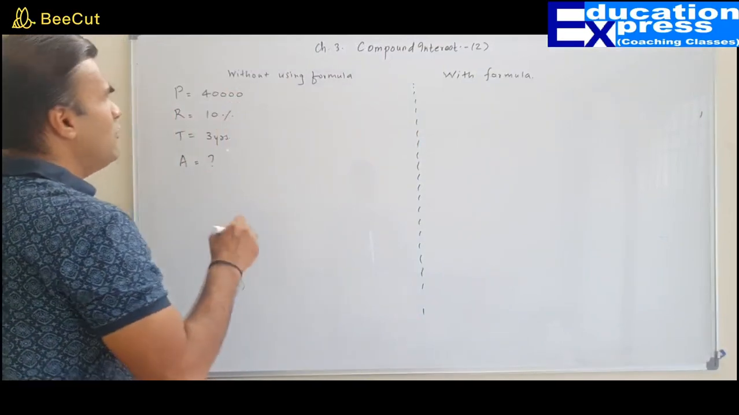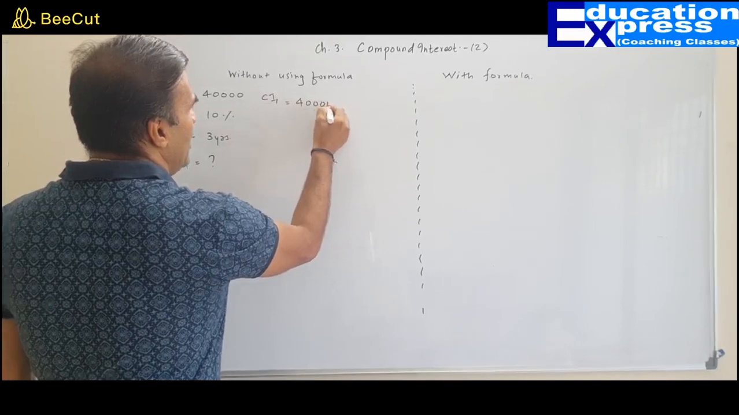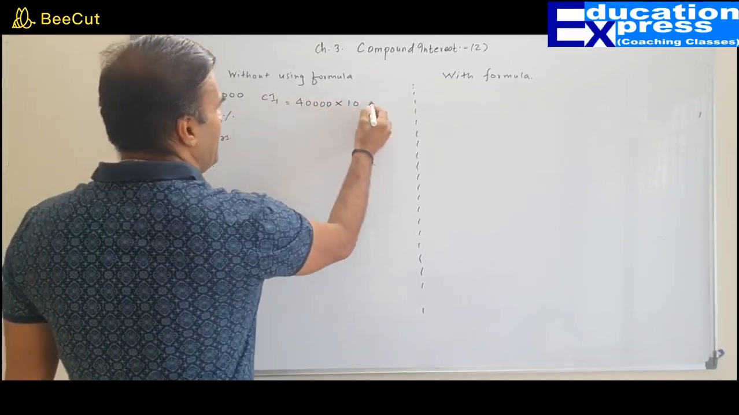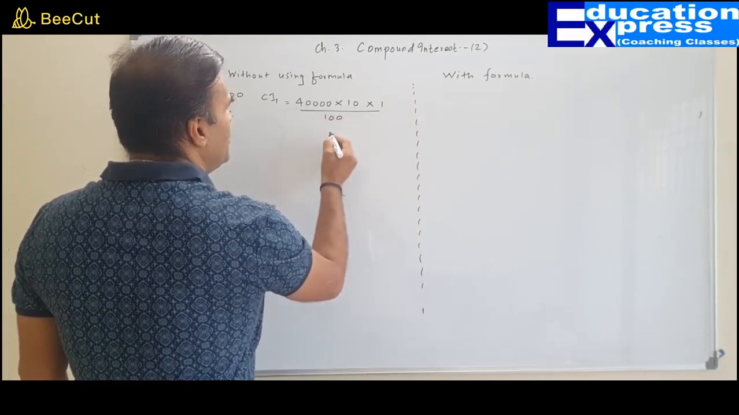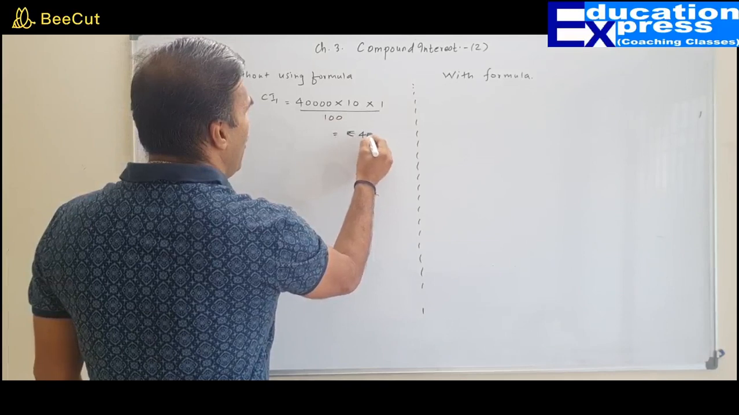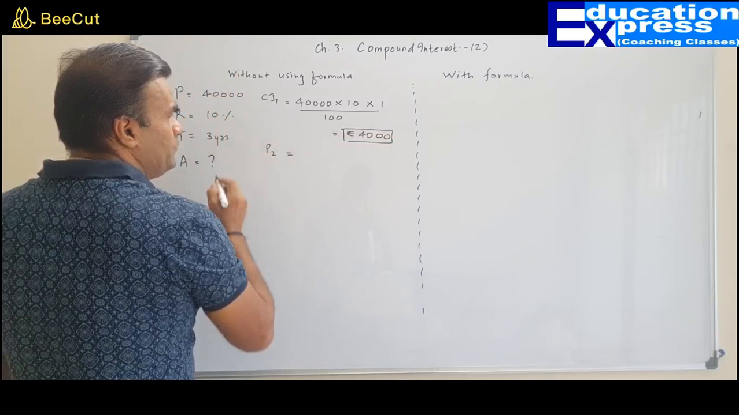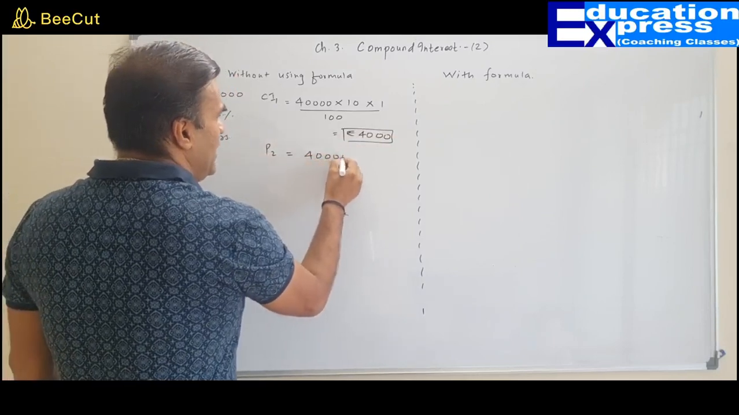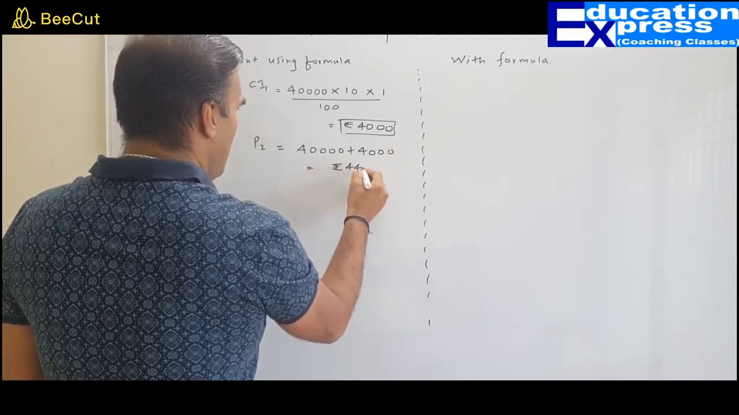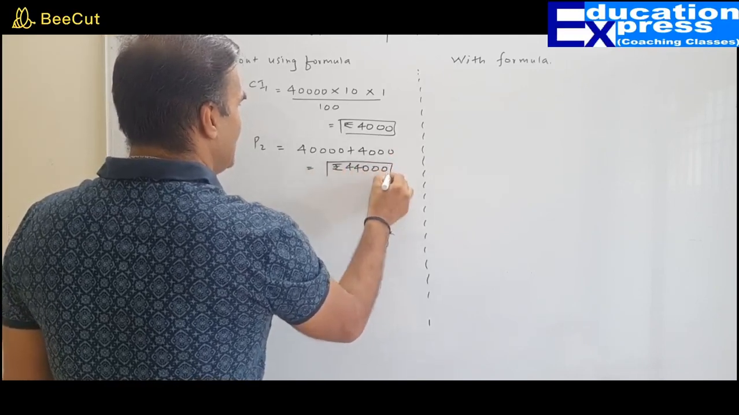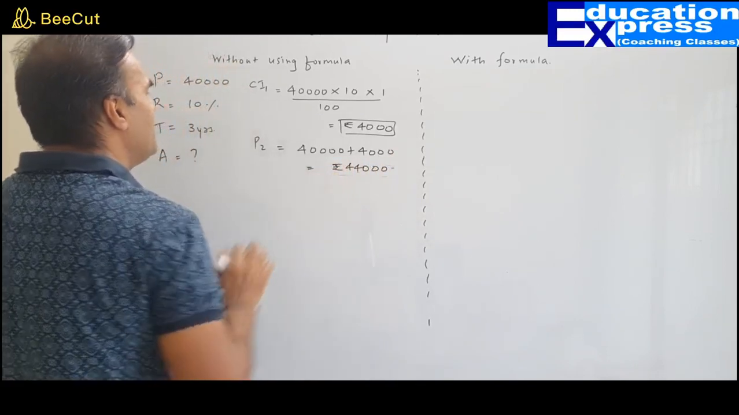So traditionally, as we have understood in chapter 1, compound interest 1 would be 40,000 multiplied by 10% for 1 year. We are finding it for the first year. So your answer would be rupees 4,000. Then we find out P2, which would be 40,000 plus 4,000. That makes up 44,000. But I never block principal. So I am removing the block at the principal.